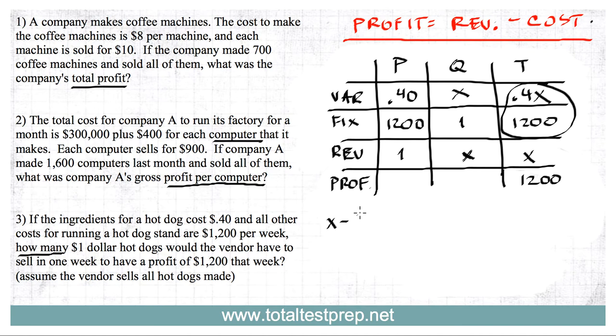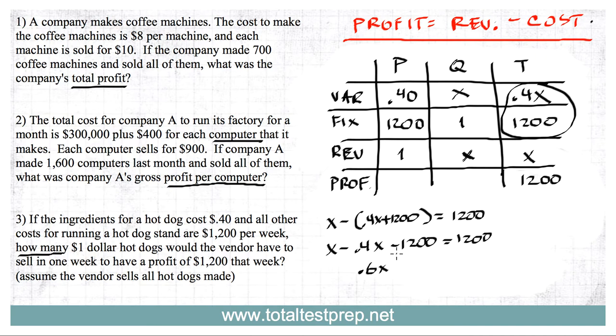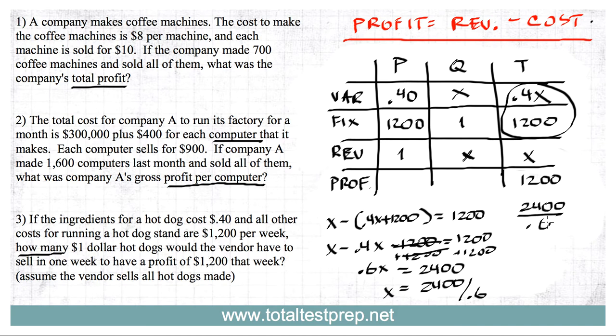So we have x minus 0.4x plus 1,200 is going to equal, so this is the revenue minus the cost, is going to equal 1,200. This becomes x minus 0.4x minus 1,200 equals 1,200. x minus 0.4x is 0.6x, and we're going to add 1,200 to both sides. So this cancels out, and we get 0.6x equals 2,400. x is going to equal 2,400 divided by 0.6. So I'll do that up here. So 2,400 divided by 0.6.